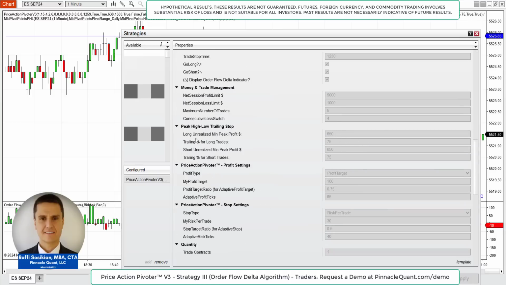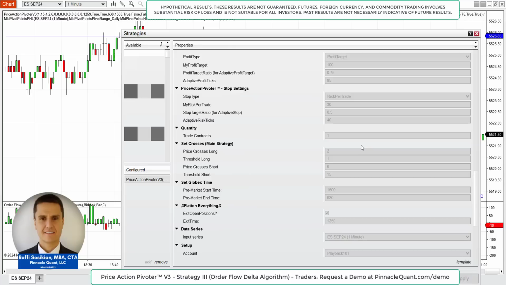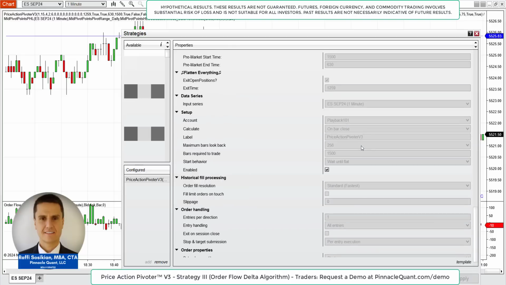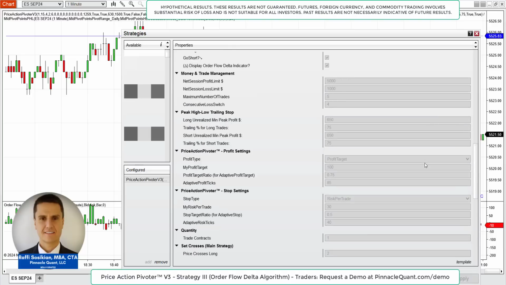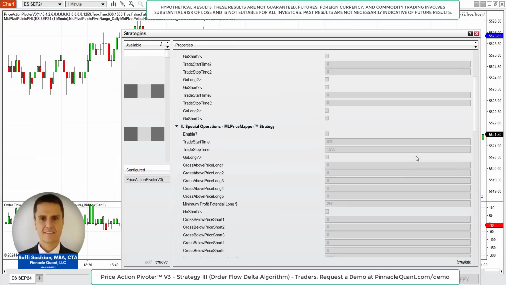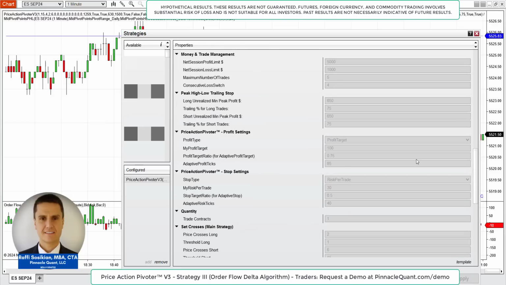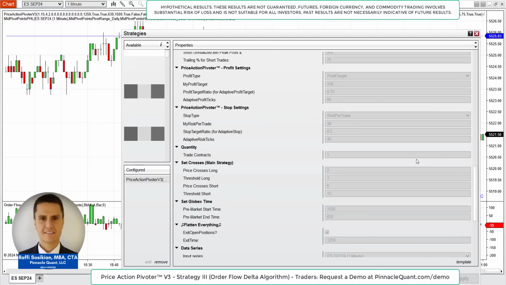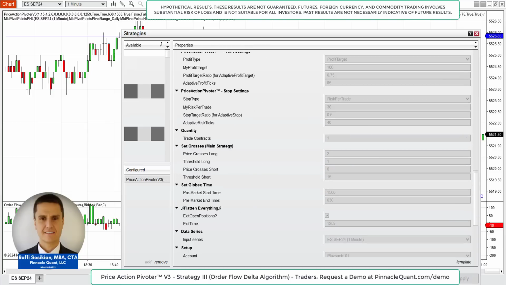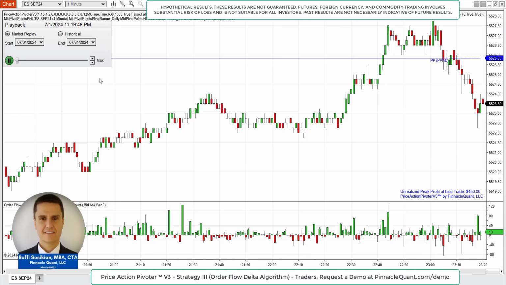The only difference in these parameters is going to be that $650 for the peak high-low trailing stop. It was $325 in the previous test. In this one, we're going to run it at $650. Everything else is exactly the same, as you can see. Just to review it. Yep, everything's exactly the way we want it. Let's go ahead and press OK and get started.